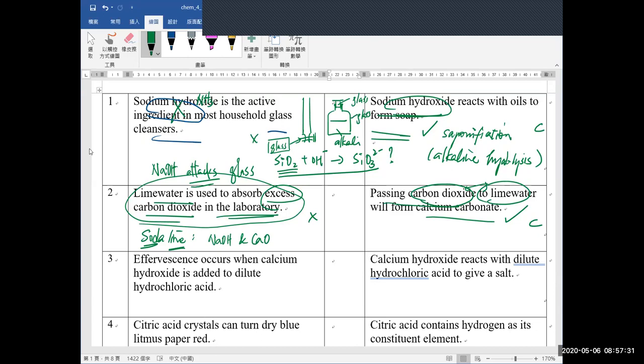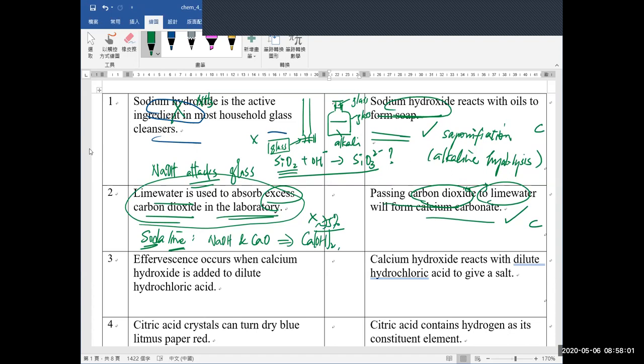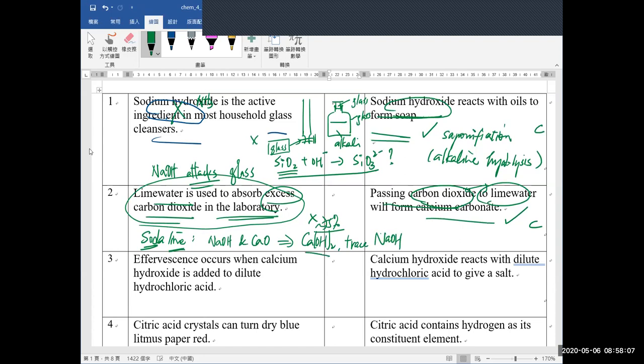If you want to take a further look at the chemical composition inside, soda lime will absorb water as well. It's not just CO2, but also water. And later on, if you have it as a safer chemical, you will have calcium hydroxide, mainly about 75% calcium hydroxide and a trace amount of NaOH. You can still use solid calcium hydroxide to absorb CO2, but not lime water.